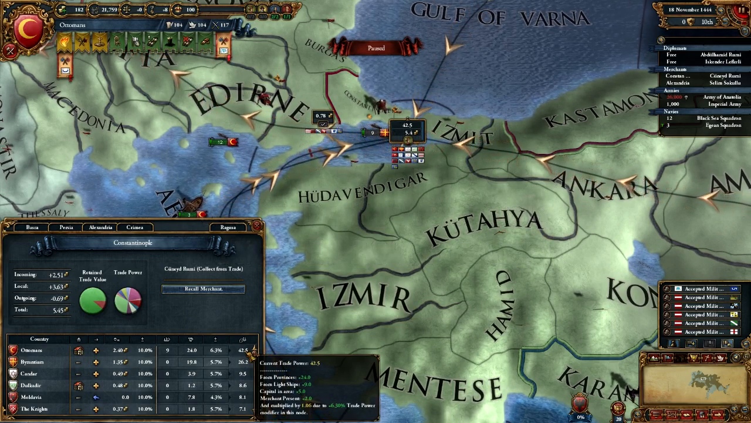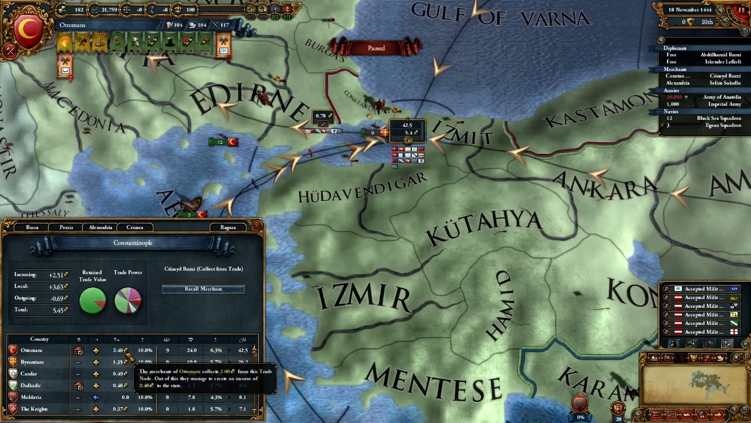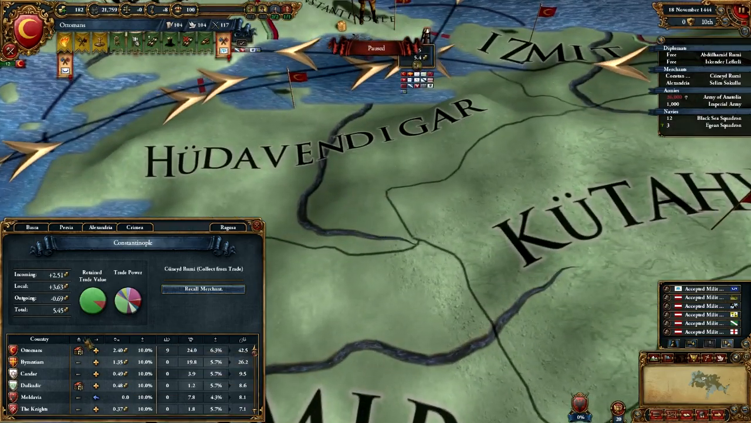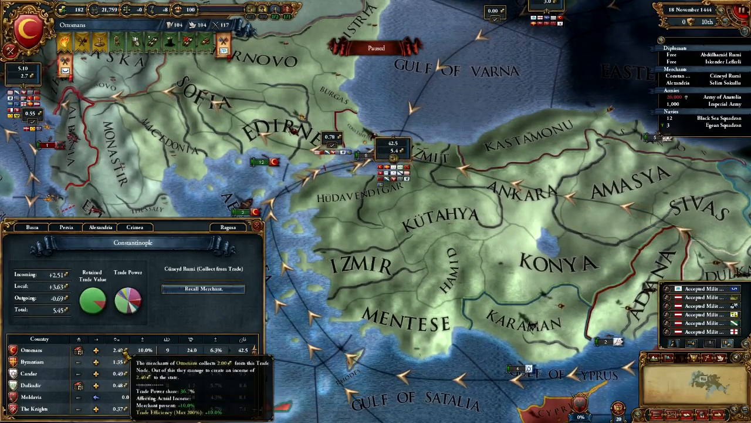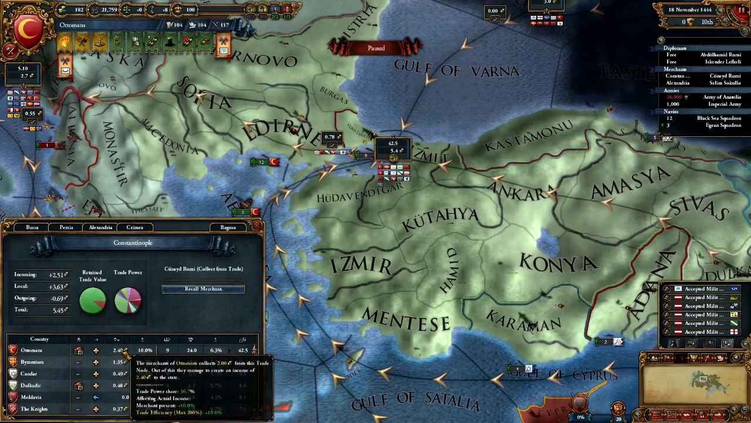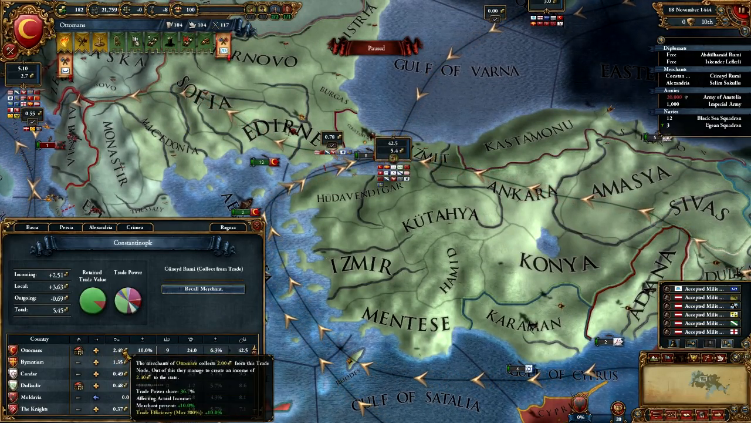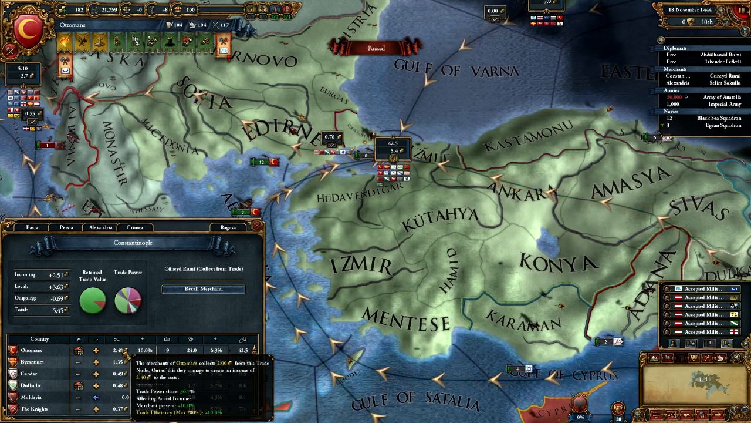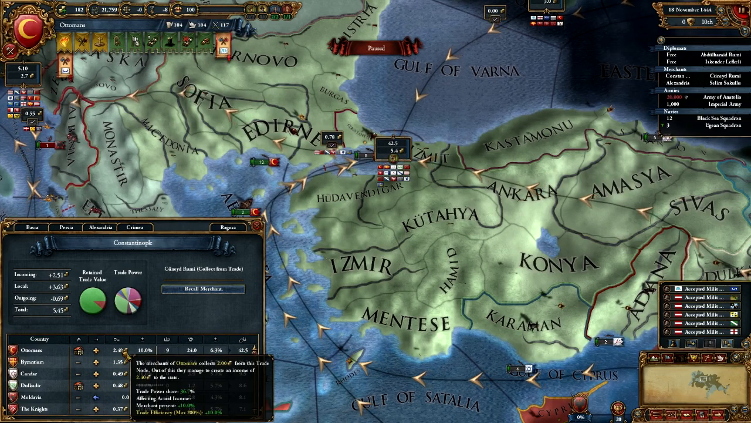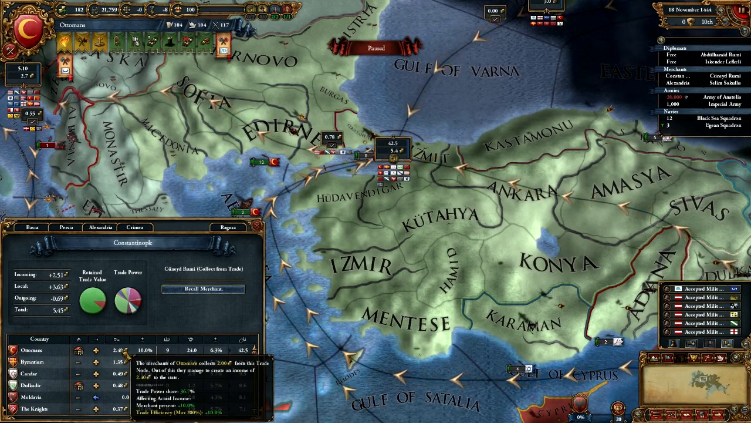So if we see here, the Ottomans are collecting from trade, and we're getting a total of 2.4 from that. However, we collect only 2 gold from the trade node. However, thanks to the fact that we have a merchant present, and thanks to our trade efficiency of 10%, that means it's boosted up to 2.4.